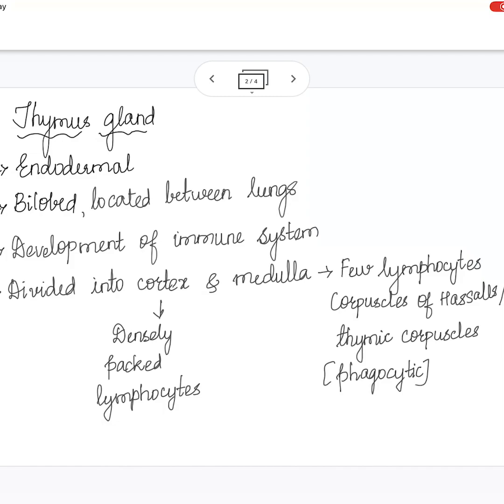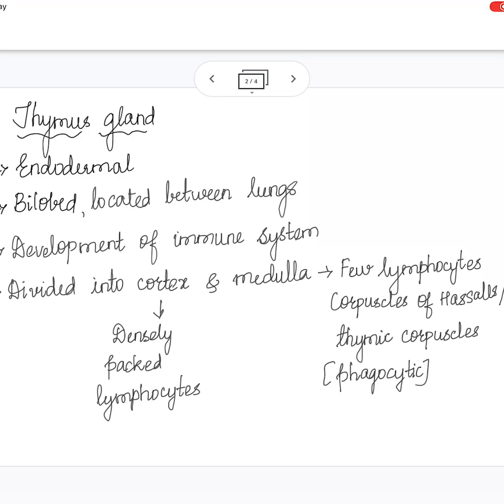Okay. Then what type of gland is it? It is a bilobed gland which is located between the lungs. That means behind the sternum basically. So what type is it? Bilobed, and it is located between the lungs behind the sternum. Now what is the major role of this thymus gland? It plays a very important role in the development of what? In the development of our immune system.